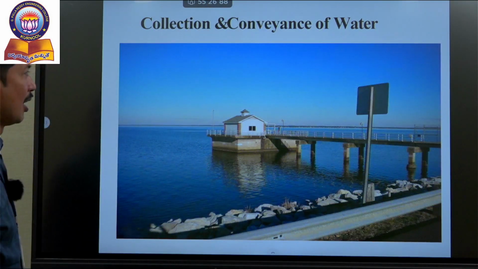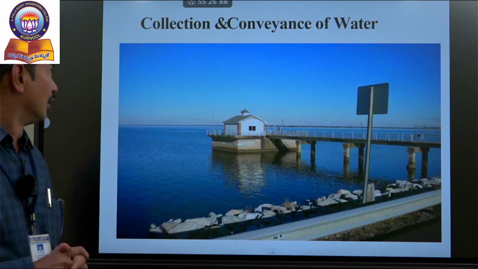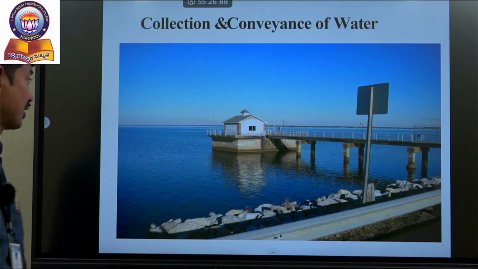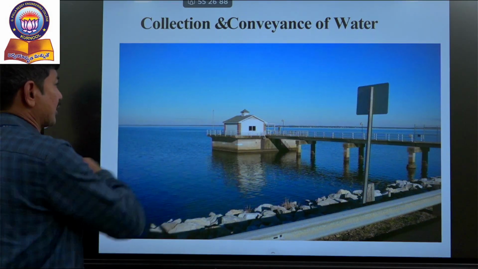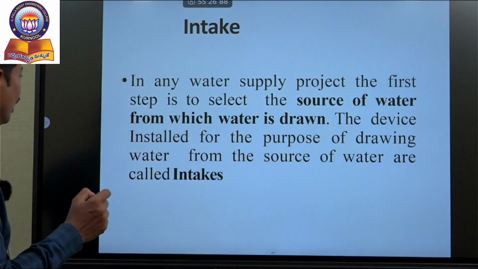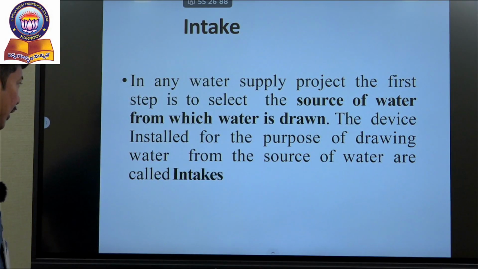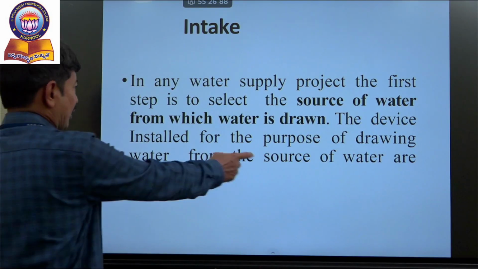Next, collection and conveyance of water from surface sources is generally done by constructing an intake structure, called a reservoir intake structure. What does intake structure mean? An intake is a device or structure installed for the purpose of drawing water from the source of water. In any water supply project, the first step is to select the source of water from which water is drawn. How to draw it? By constructing an intake structure, or intake well.